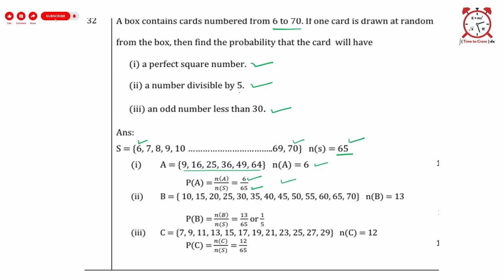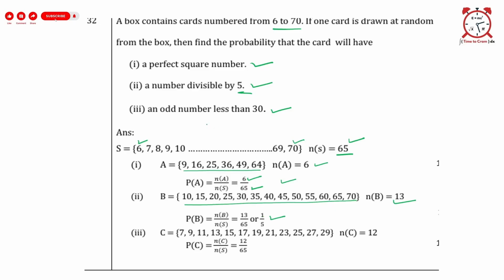Second is number divisible by 5. So, out of them, these numbers are divisible by 5. We know that numbers having last digit 0 and having last digit 5, we can divide by 5. So, these are total 13. So, here the required probability is 13 by 65. If we simplify, we will get the reduced form, then 1 upon 5. So, 1 upon 5 is the final answer here.